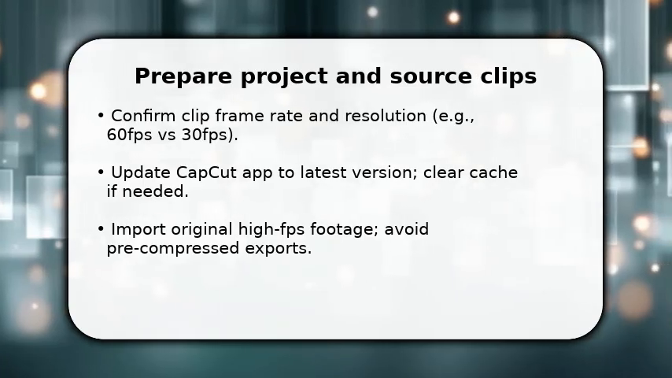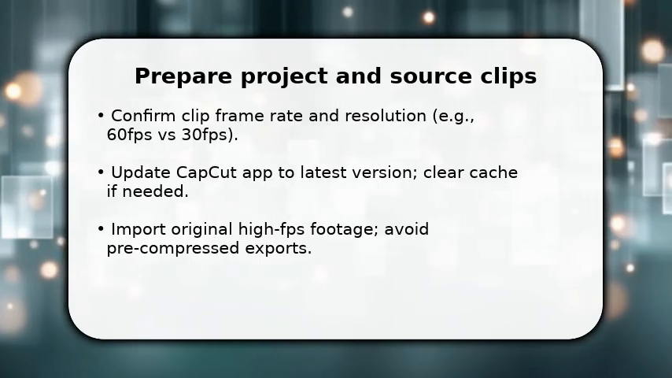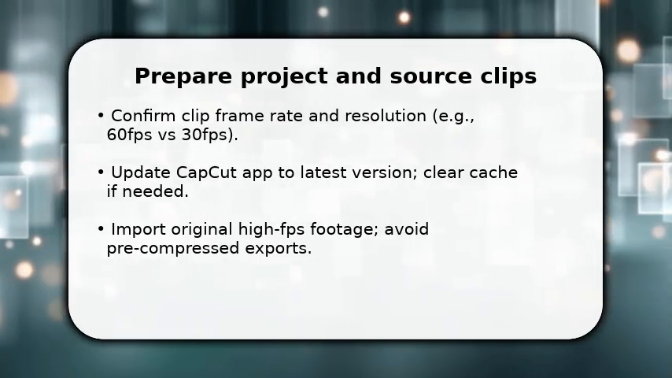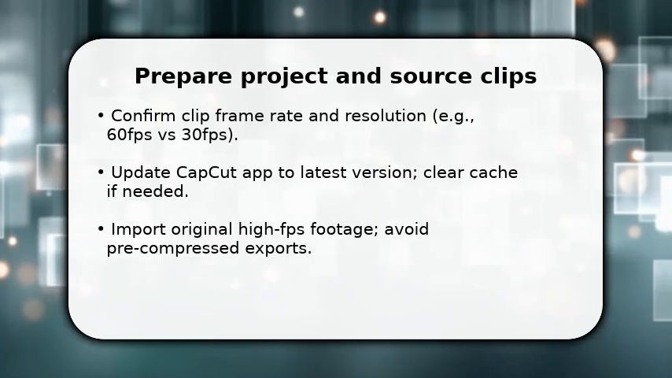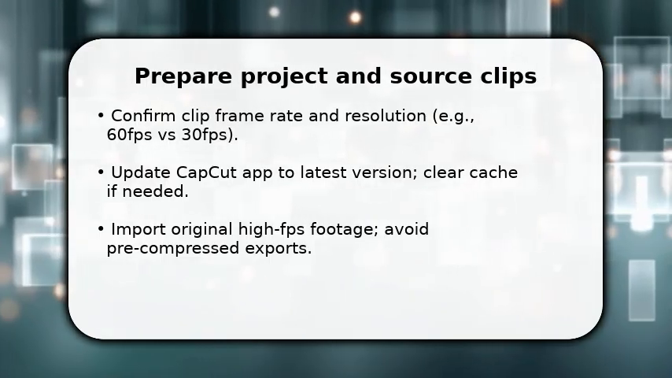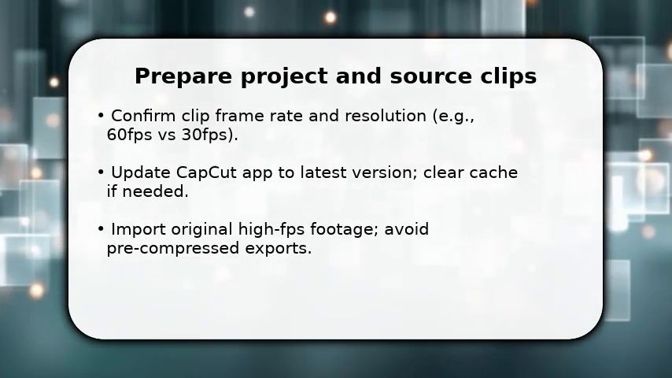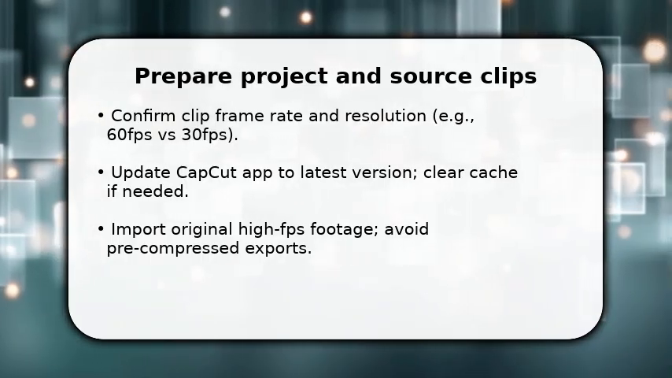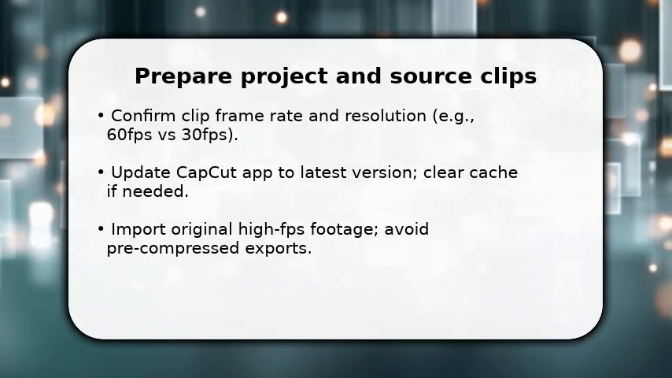You start by checking the raw footage and CapCut version so you don't chase symptoms. Open the project, inspect clip properties, frame rate, and resolution matter for smooth slow motion. Once done, update CapCut and clear cache to remove corrupted temporary data.